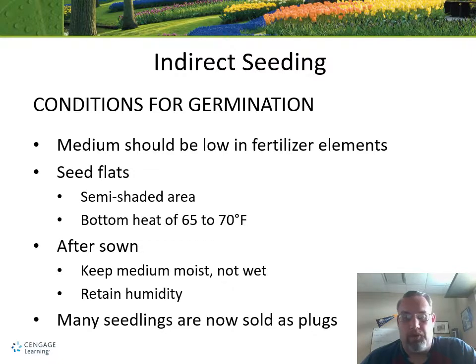You want to germinate these seeds in an area that's between 60 and 65 and 70 degrees Fahrenheit. You want to keep them moist but not wet. You want to make sure that they're in an area that can retain a bit of humidity so that things don't dry out. If the soil medium dries out, those seeds have a tendency to die since they are so small and fragile. So you have to be very careful to keep those soil mediums as moist as possible.